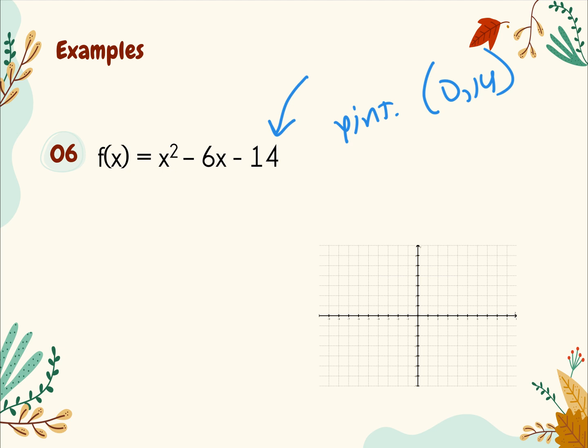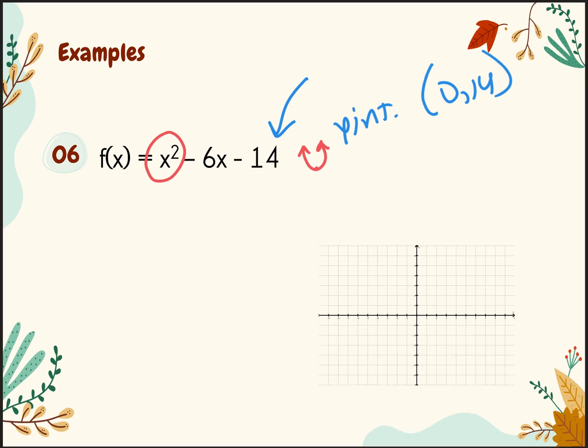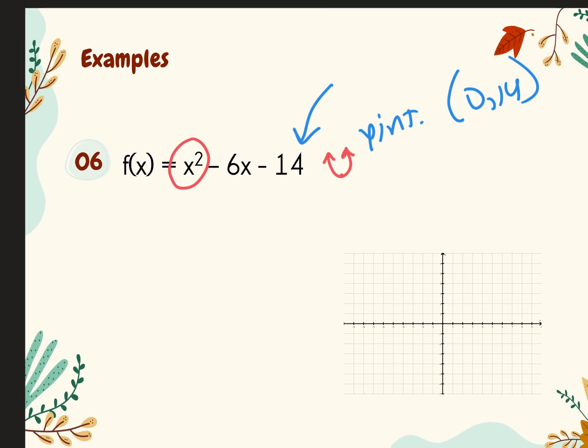Now, another thing I notice is this is a positive x squared. That means my parabola is going to be going upwards. So let's go ahead and see if we can figure out where the absolute minimum is, and it's going to be a minimum, guys, because it's facing upwards, that's the bottom. So to find that, we say x equals negative b over 2a.